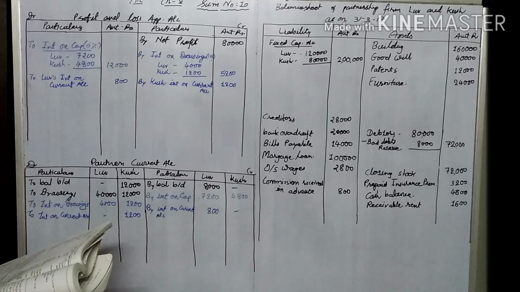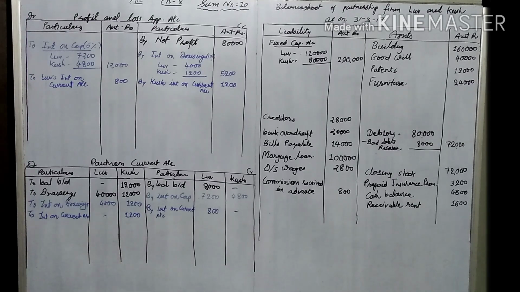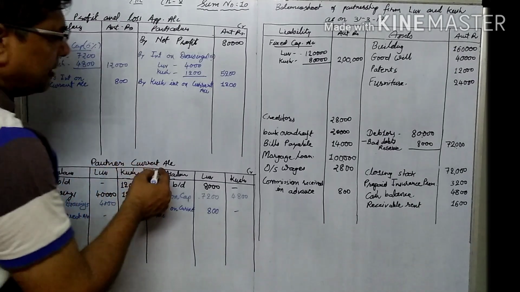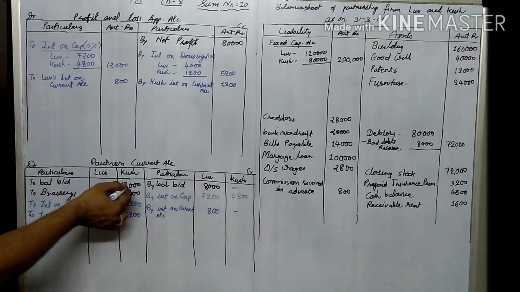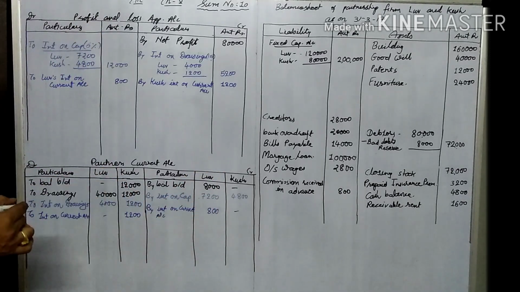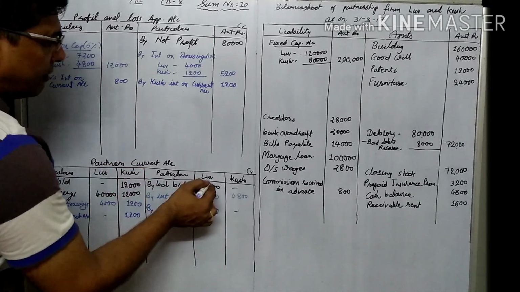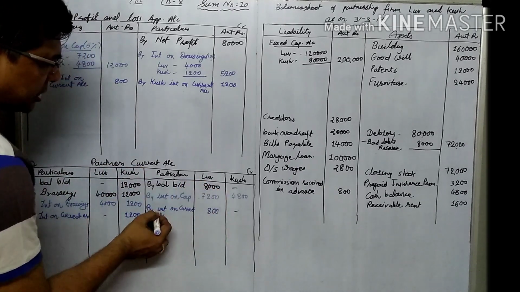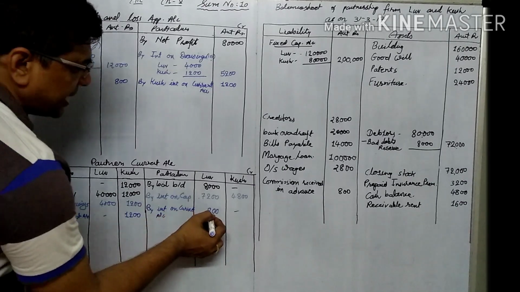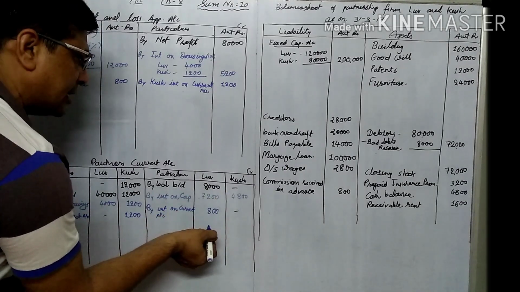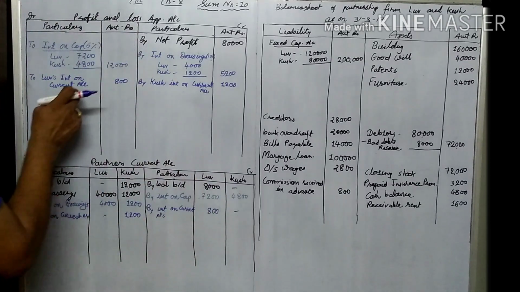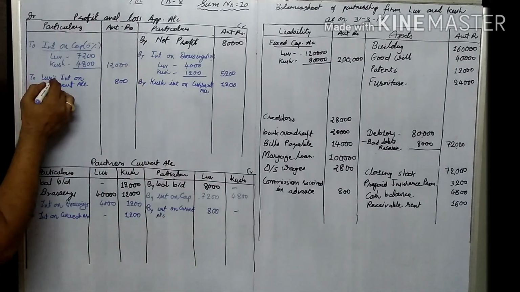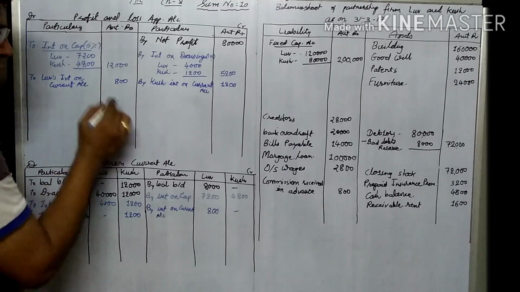Now next is provide 10% interest on opening balance of current account. Now opening balance, Love's opening balance is a credit balance and Kush's opening balance is a debit balance. Now 10% of the current account: Love 8,000, 10% is interest on current account. It is 800 rupees. The second entry is the debit side of profit and loss account. Love's interest on current account is 800 rupees that you have to record.